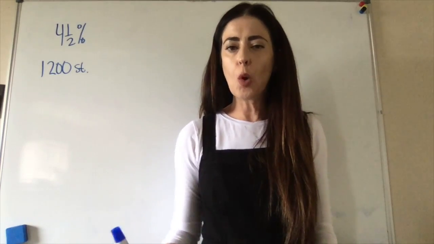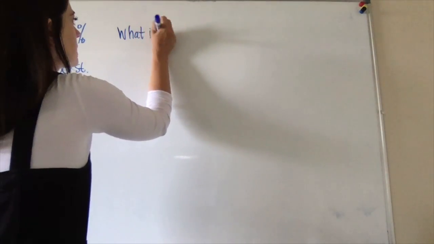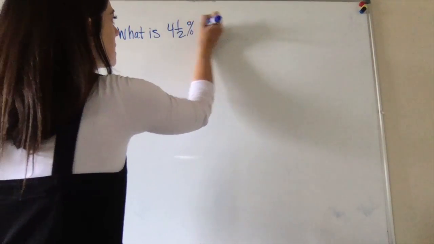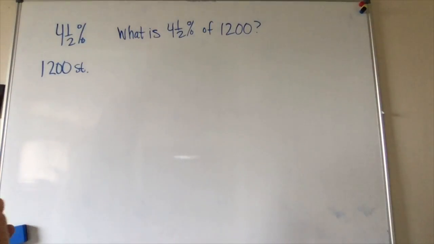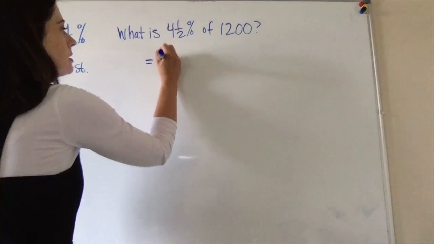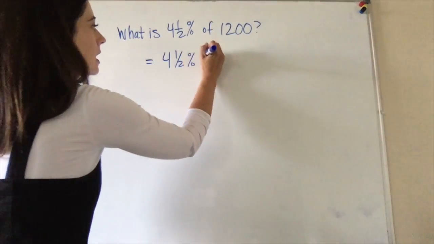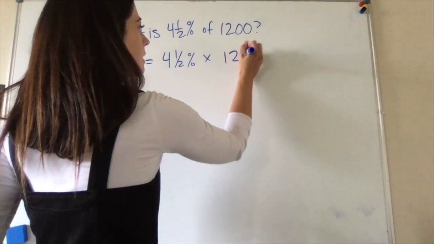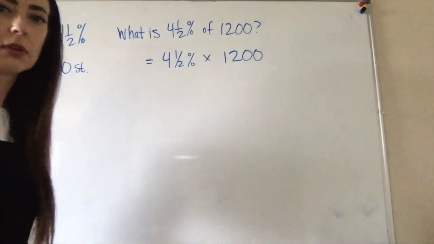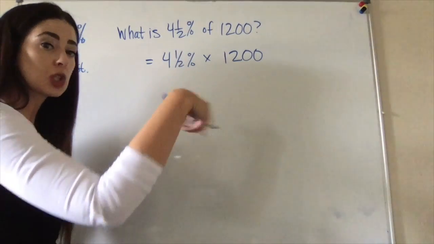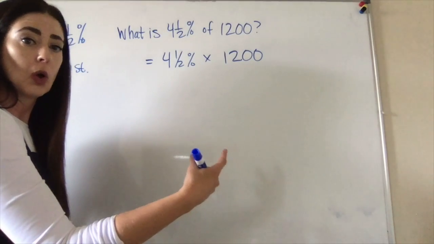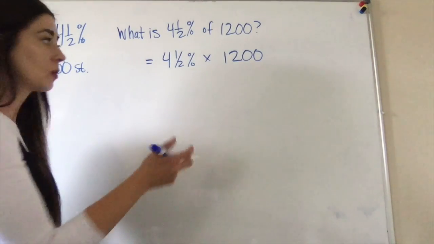What is 4.5% of 1,200? Okay, so that's our equation, or that's our sentence that we're going to turn into an equation. What is 4.5% of, is multiplication, 1200? Now we know we just can't multiply 1200 by 4.5 because this is a percent, which means that we need to alter it to a decimal or a fraction, but decimal is what works best for these.